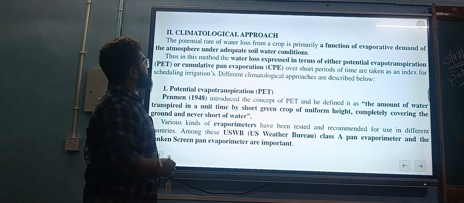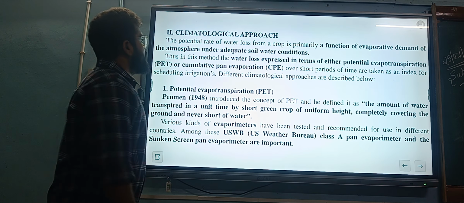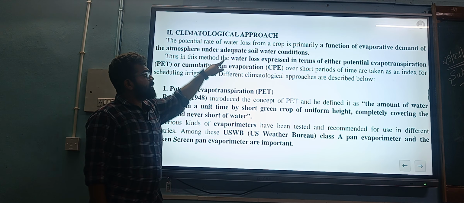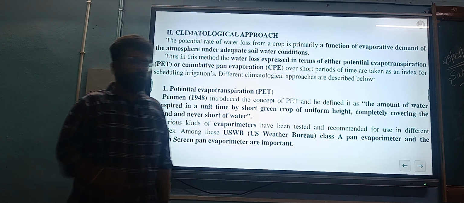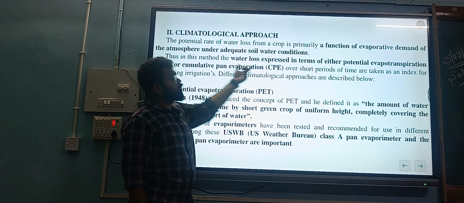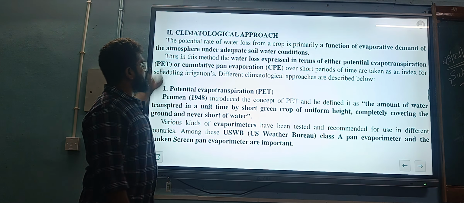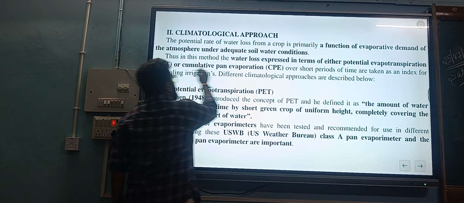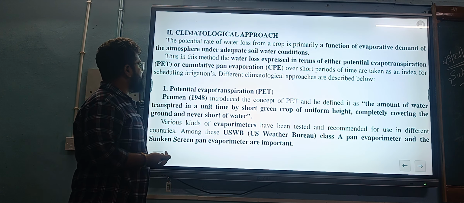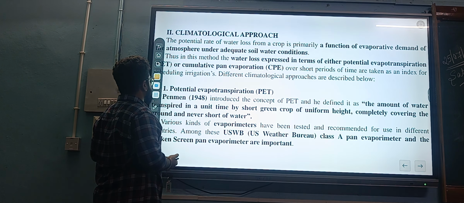The second approach is the climatological approach. Here, a function of evaporative demand of the atmosphere under adequate soil water condition is taken into consideration. In this method, the water loss expressed in terms of either potential evapotranspiration or cumulative pan evaporation value is used for scheduling of irrigation. So let us discuss what is potential evapotranspiration.